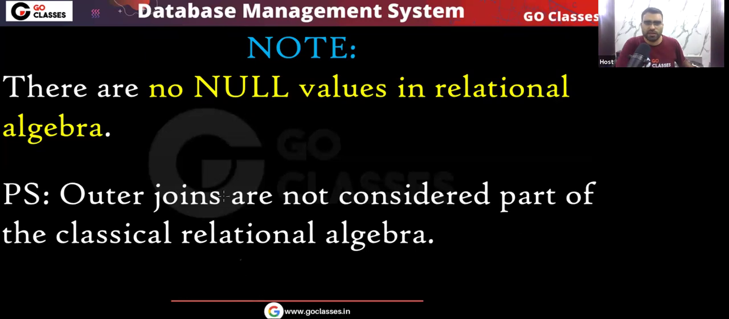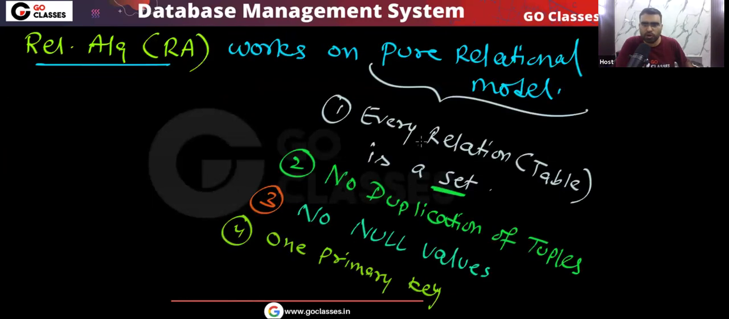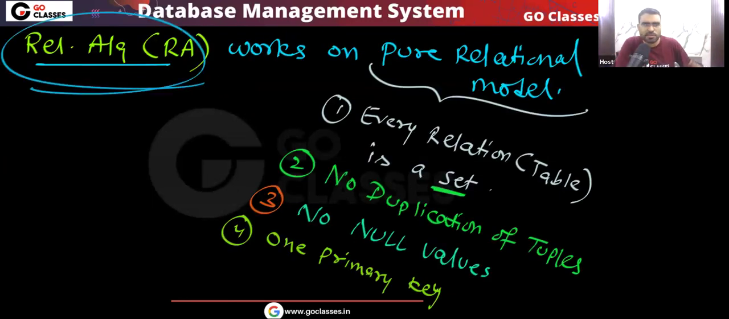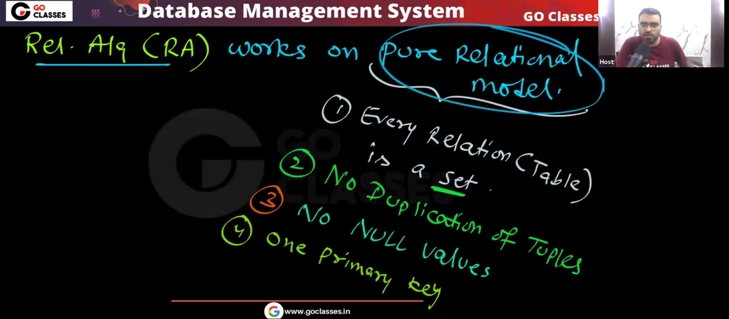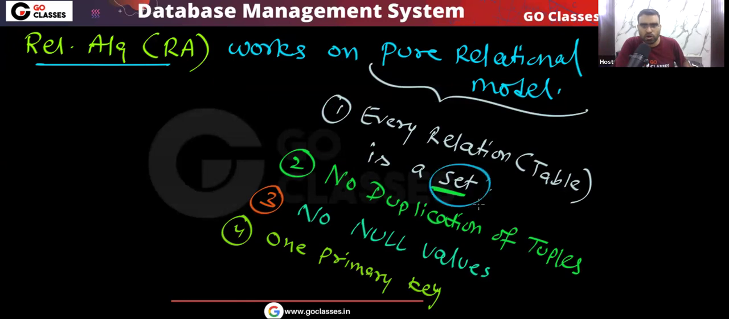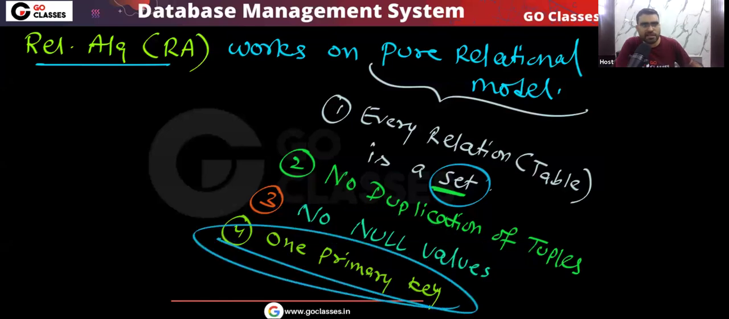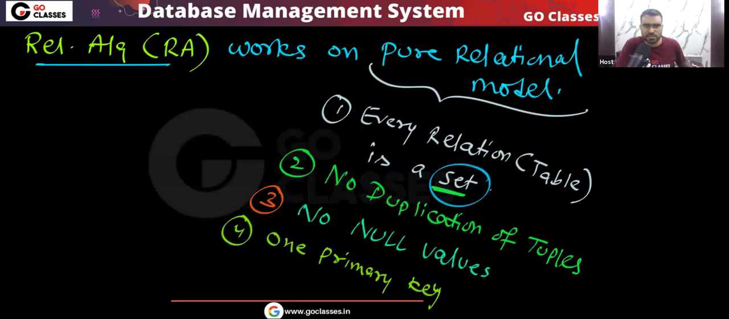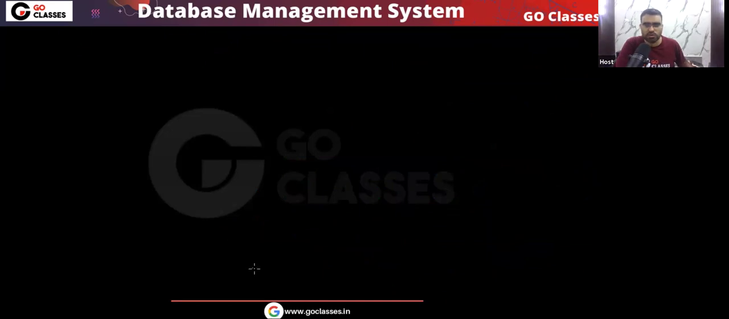So finally, I can say these are the important points: relational algebra works on the relational model. It means every table is a set. Set means order of tuples does not matter, there is no duplication of tuples, there are no null values, and there is one primary key in every table. So these are the simple points. I hope you understood. Is this clear?